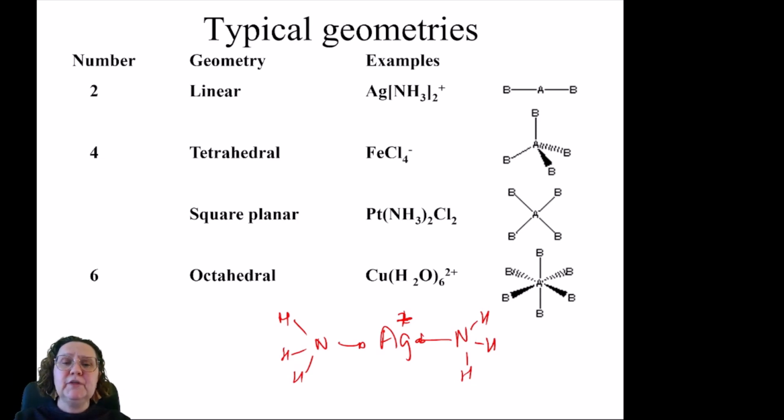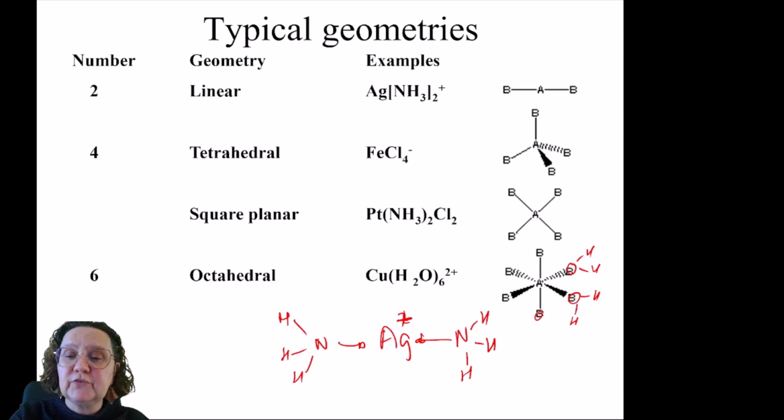When you have 4 donor atoms, they either pick a square planar or a tetrahedral structure. If you have 6 donor atoms, for example a copper with 2 positive charges surrounded by 6 molecules of water, I'm going to draw only 1, then the best possible structure is to put themselves in the corners of an octahedron.